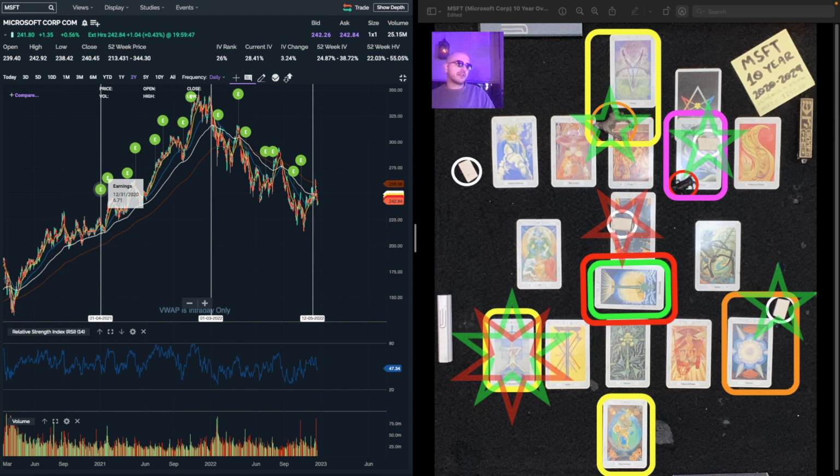Either that or it's right on the cusp. We see it twice. Do we see the highest price level for Microsoft of the 10-year period 2020 through 2029 twice? Yes. Is Microsoft's lowest price level of the 10-year period 2020 through 2029 taking place in 2025? Yes.